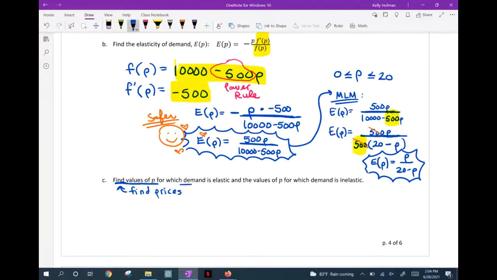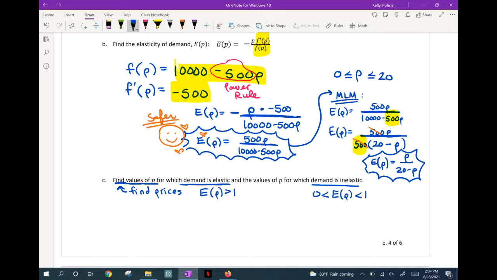For which demand is elastic. Demand is elastic when your E of P calculation is greater than 1. That's what makes it elastic, right? Elastic is when you do this calculation and you get a value bigger than 1. And then we're supposed to find prices for which the demand is inelastic. That's when your calculation is between 0 and 1.